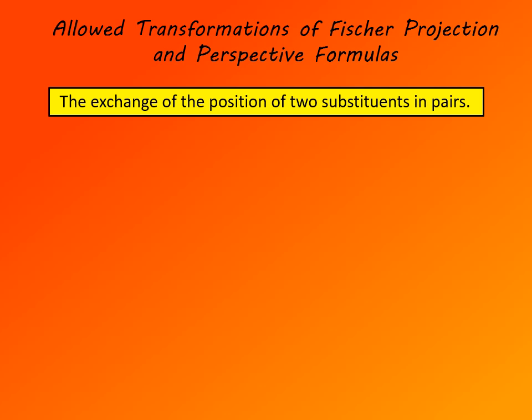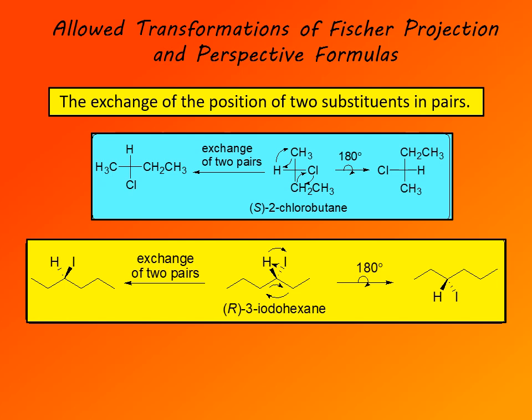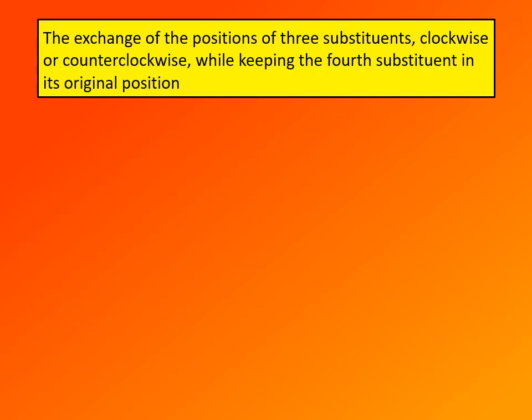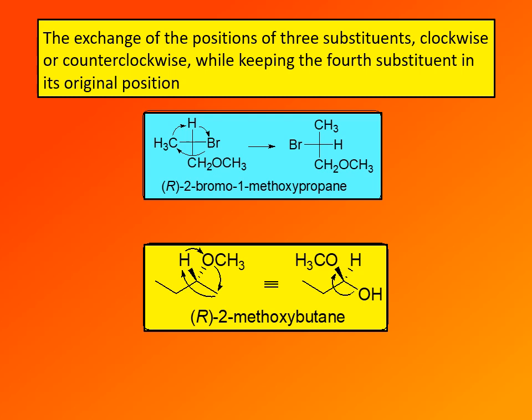configuration. Exchange of position of two substituents in pairs is allowed, so we can, in either Fisher projection, flip two substituents in pairs, or in perspective drawing. 180 degrees rotation is also allowed, but that's usually of little use when determining configuration. The other transformation that is allowed is exchange of positions of three substituents, clockwise or counterclockwise, while keeping the fourth substituent in its original position. And here you have an example with Fisher projection formula and perspective drawing.